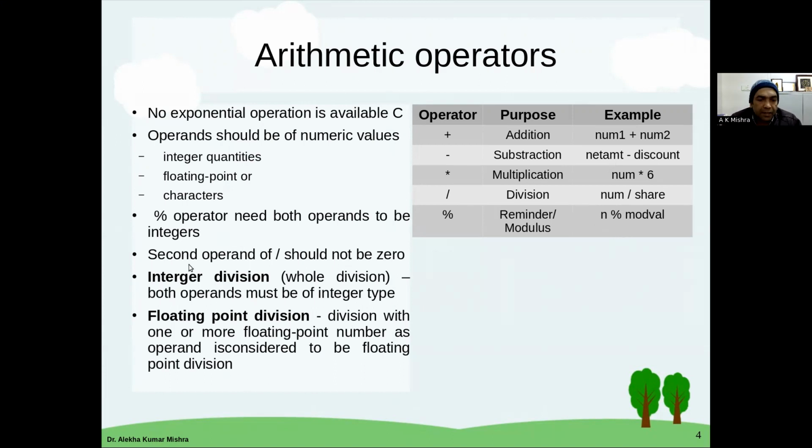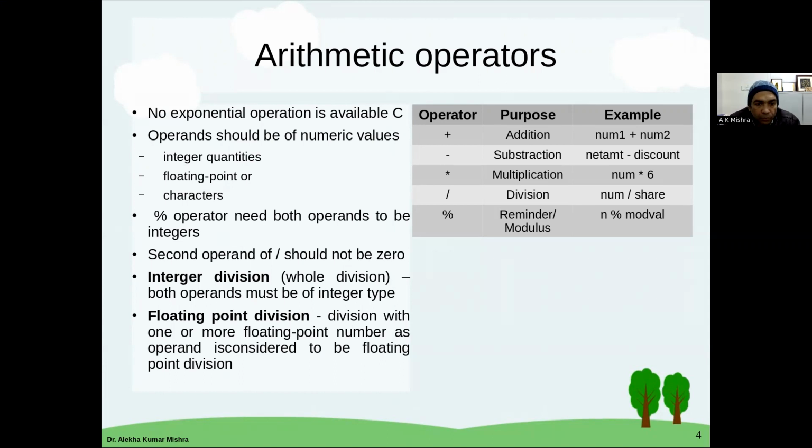Now remember, we will never use the denominator as 0. That is a mathematical rule: when you divide two values a and b, the denominator b shouldn't be 0. Now in C, whenever you perform a division, it could be either an integer division or a floating point division, depending upon what kind of data types the operands belong to.